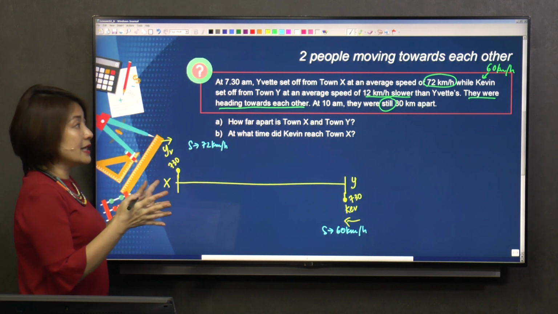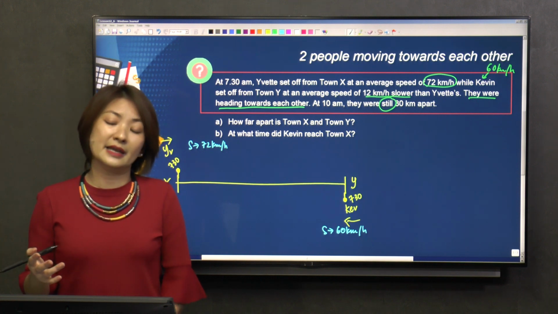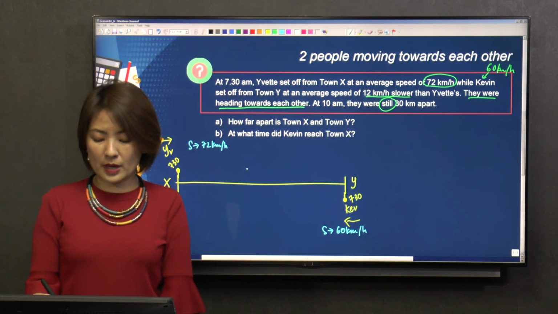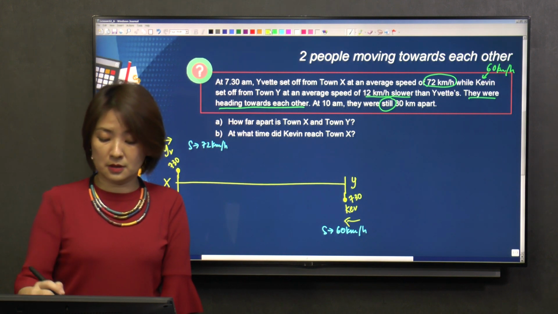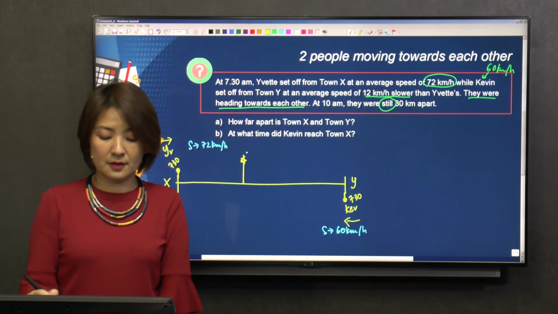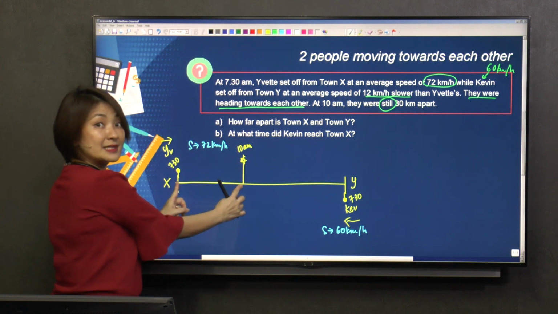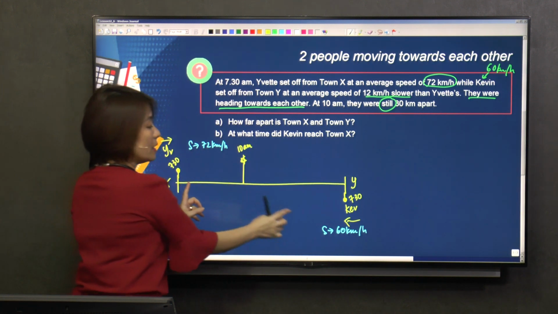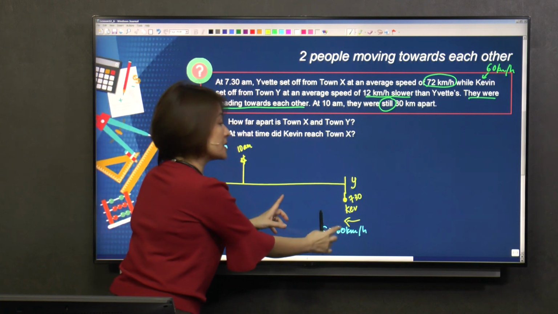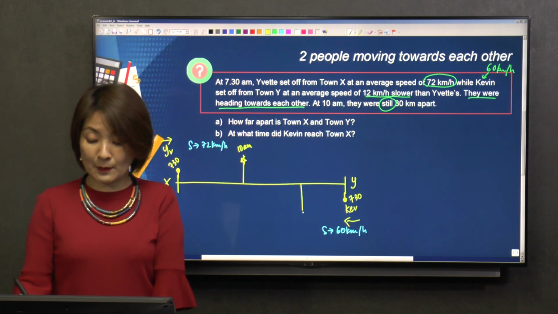And then they say at 10 a.m. they were still 30 kilometers apart. Okay, where do you think Yvette is at 10 a.m.? Maybe somewhere here. I'll use a yellow. Somewhere here. Okay, I say this is 10 a.m. And where do you think Kevin is? Kevin has to be shorter than this. Why? Because Yvette was traveling at 72 kilometers per hour, whereas Kevin was traveling at 60 kilometers per hour. So it'll be a bit shorter, a bit. Okay, so maybe somewhere here. But time is the same.